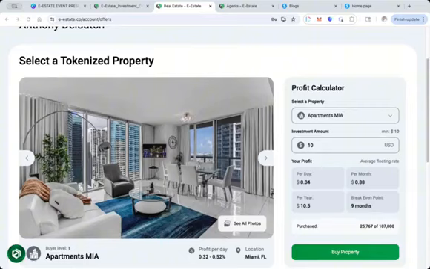So when you start with $10 in this property, it's going to allow you to earn on average 4 cents a day, 88 cents a month, or around $10.50 in a year.